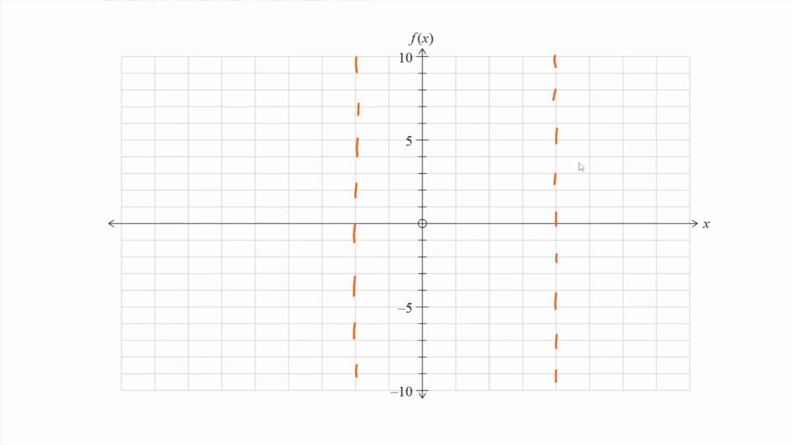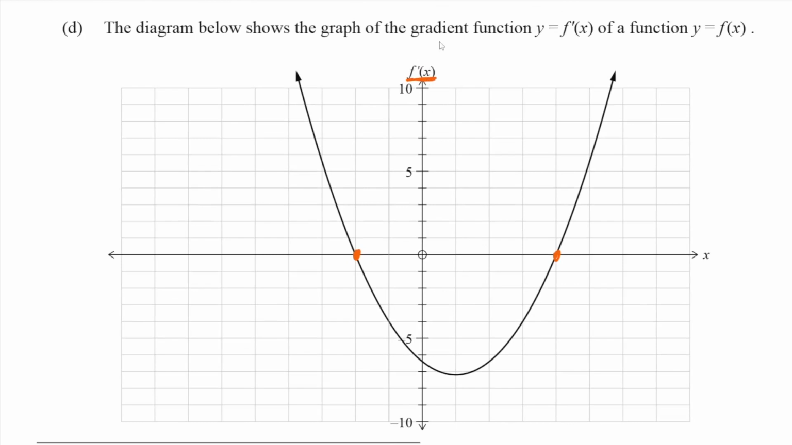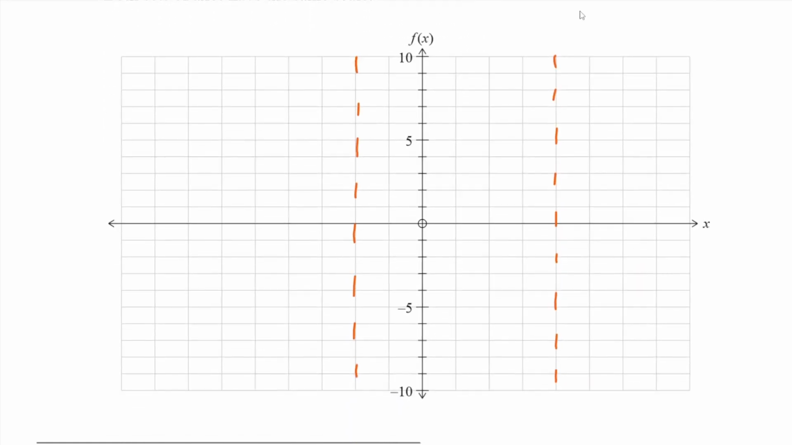So I'm just putting in these dashed lines to help us in a moment when we sketch our graph, so we know where to put our turning points through. So once more, the gradient function f prime of x tells us the gradient of our original function. So where we have an x-intercept, the gradient of the original function is 0, which means it's a turning point. And since these are on the same scale, I just dropped the dashed lines down onto our original function plot.